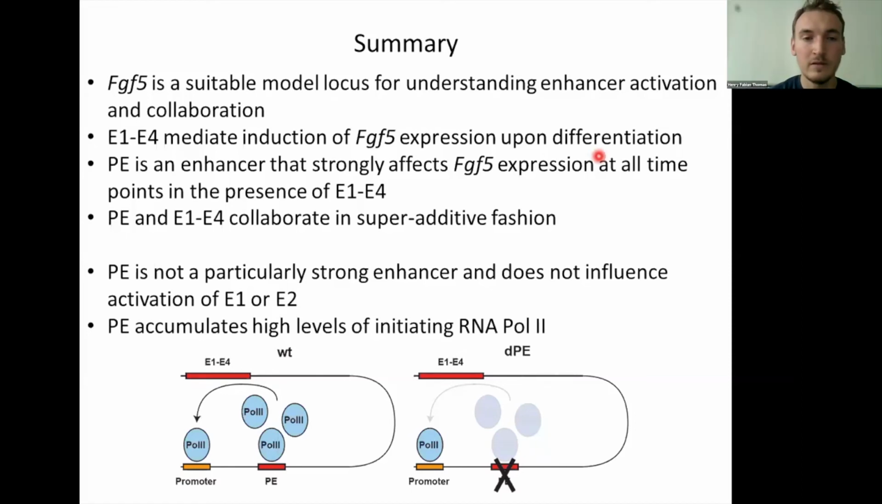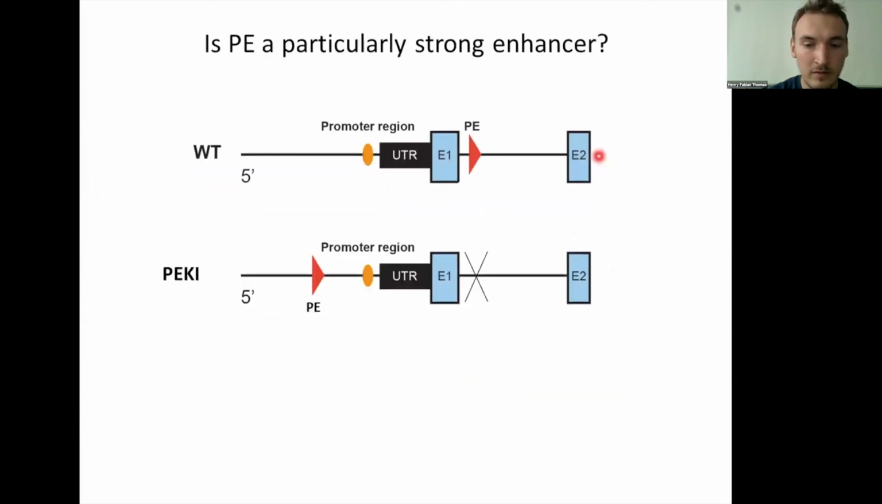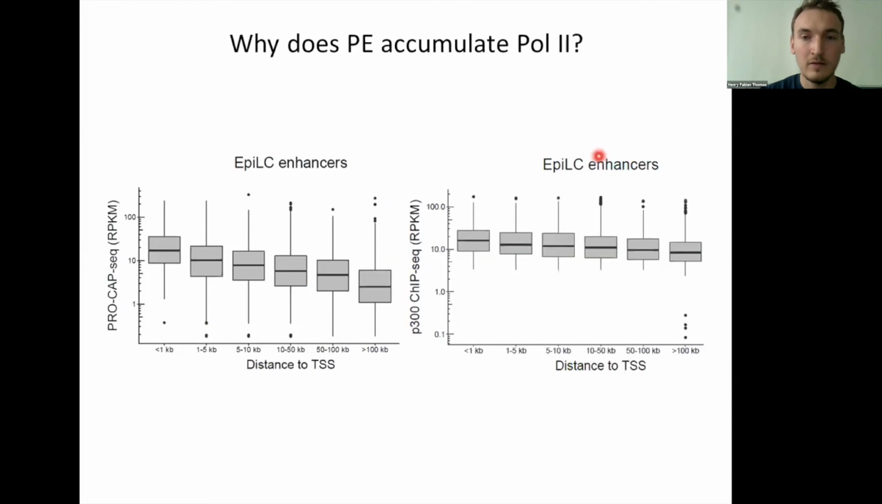Well, we didn't really have any data on the turnover yet, but what we do see is that, so these are all the enhancers, and we see that enhancers that are closer to the transcription start site seem to have a higher PRO-cap signal, so they seem to have a higher initiation of RNA polymerase. And if we look at P300 just as a control for the enhancer strength, this does not show the same trend. So that's why we think that being close to the promoter might contribute to accumulating a lot of polymerase.